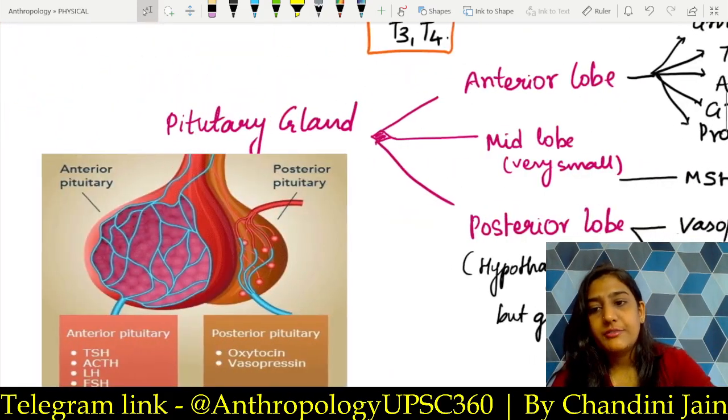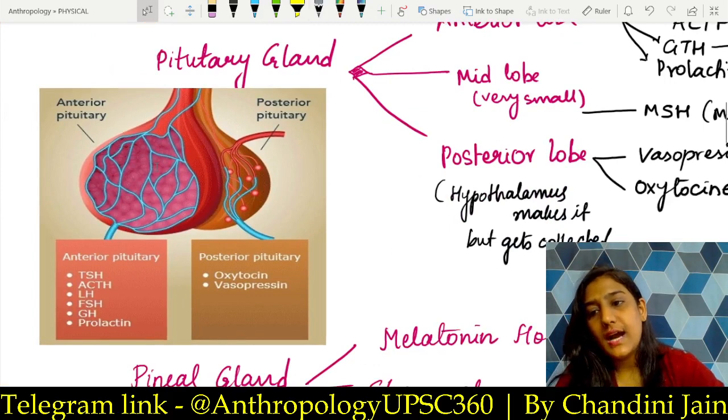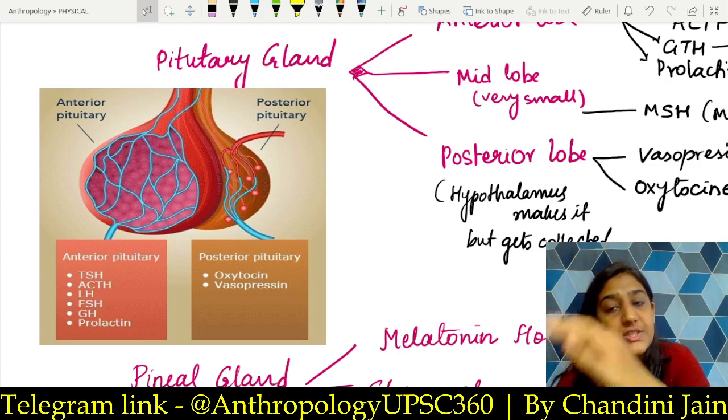Now, if we see the pituitary gland per se, there is the anterior lobe, that is आगे and पीछे, okay, anterior pituitary and the posterior pituitary, and there is a middle lobe also. But it is very small and does not play a very important role. But anterior pituitary is something that the pituitary generates itself.